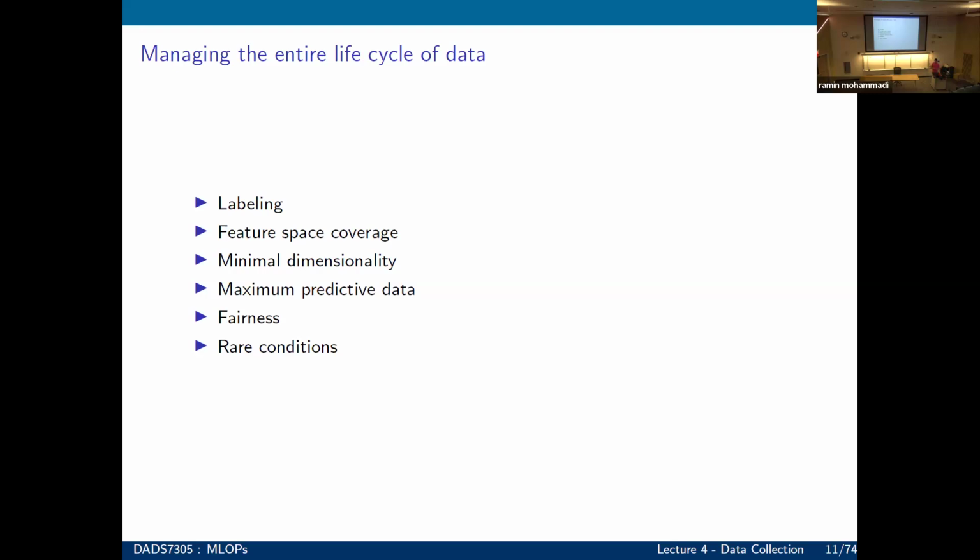The next one is maximum predictive data. So you want to be sure that your data has the maximum predictive signal, right? What do we do in order to increase that predictive signal? Feature engineering, yeah. Combine features. Fairness, and then the data basically is fair. Also, it covers the rare conditions.